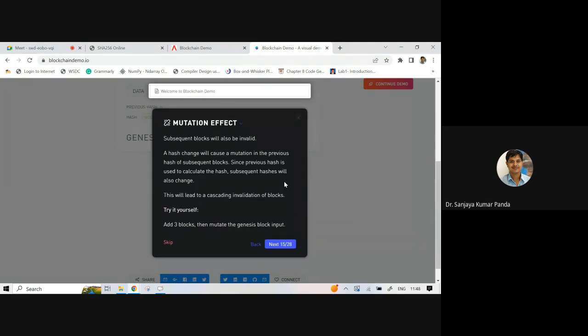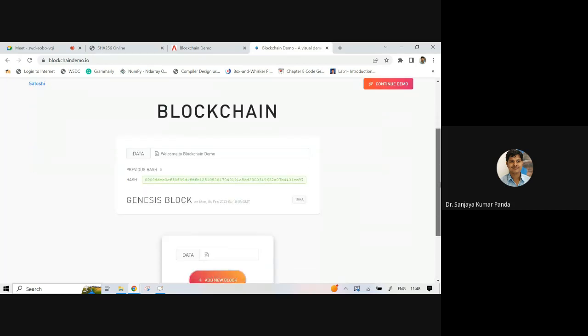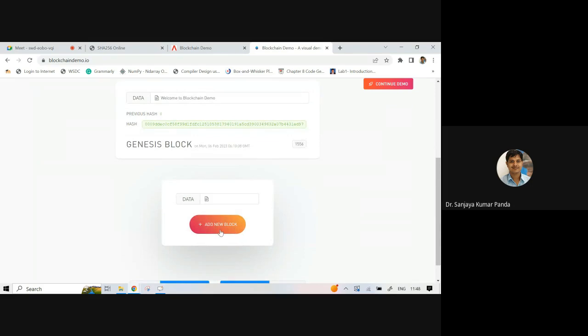Okay. So suppose I want to add blocks. You can go to this one. You can also add blocks. Like you can see there is an add new block button. I want to write, let's say, welcome to blockchain demo. Here I want to write welcome to NIT Warangal. Okay, this is my data.